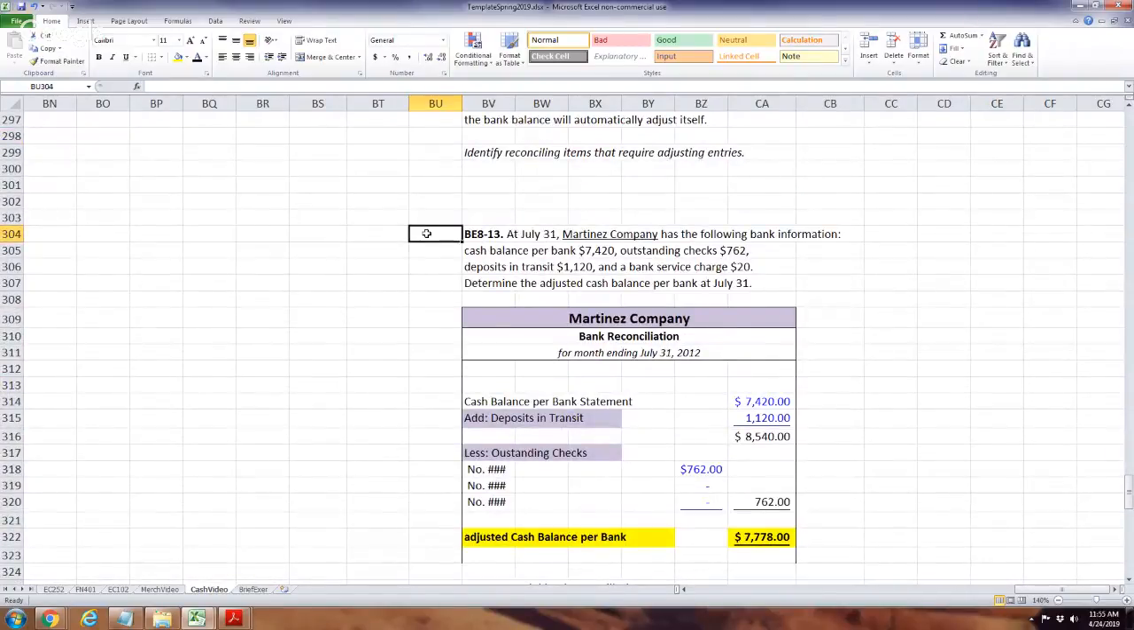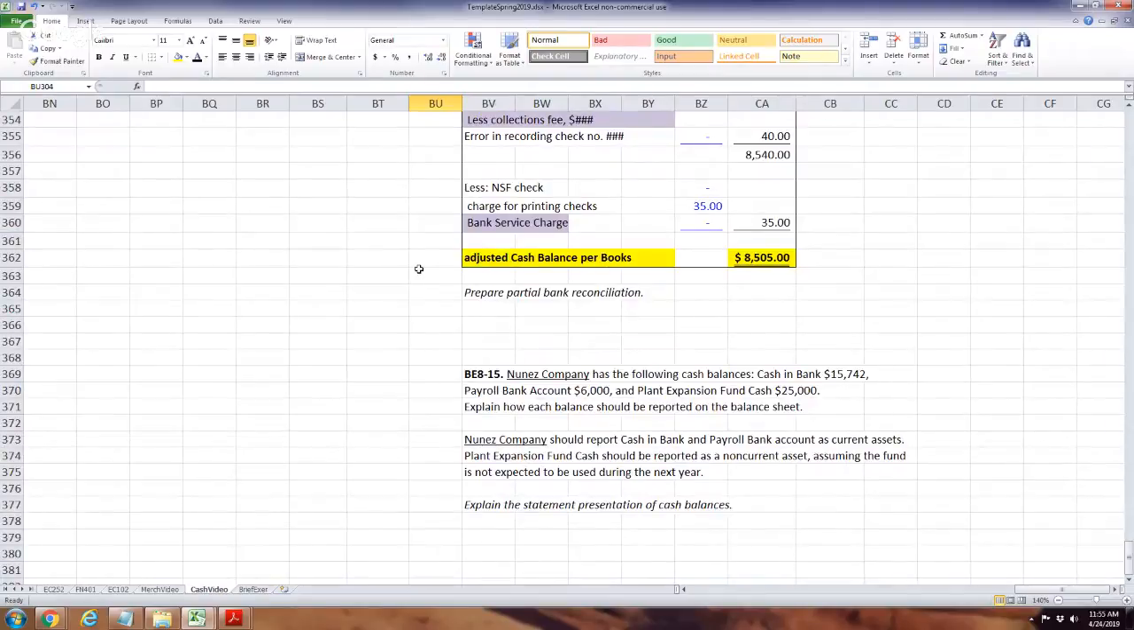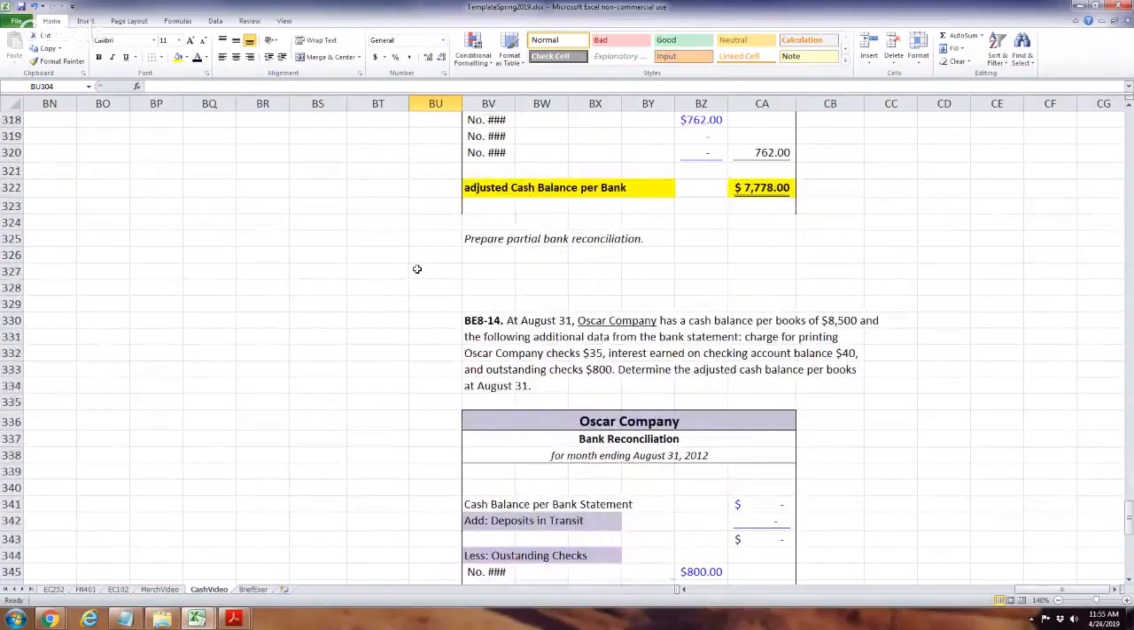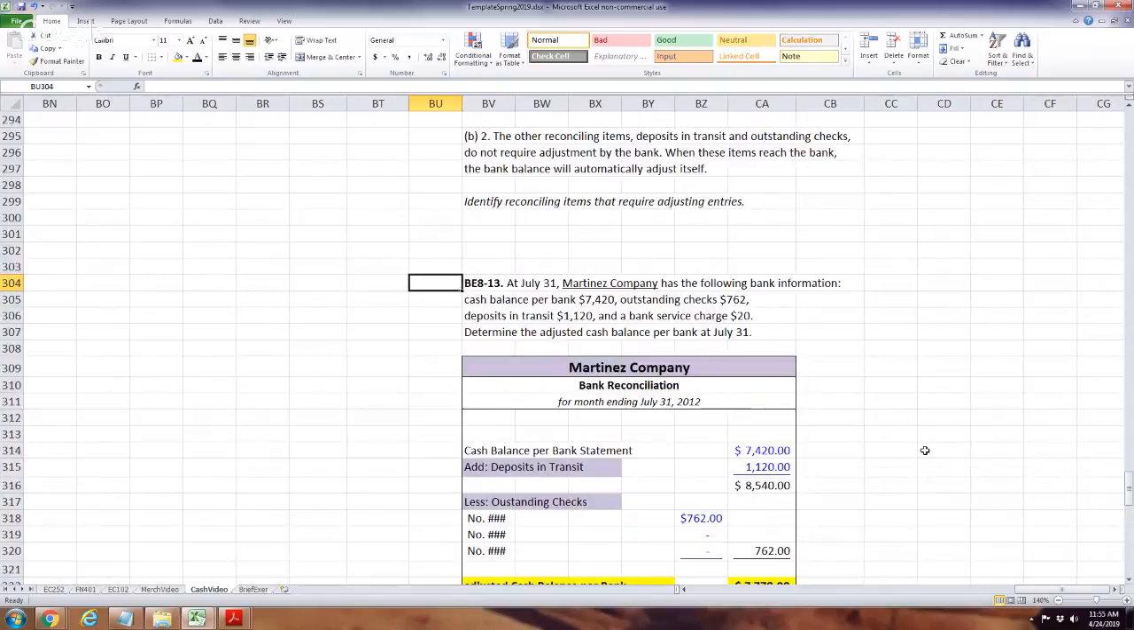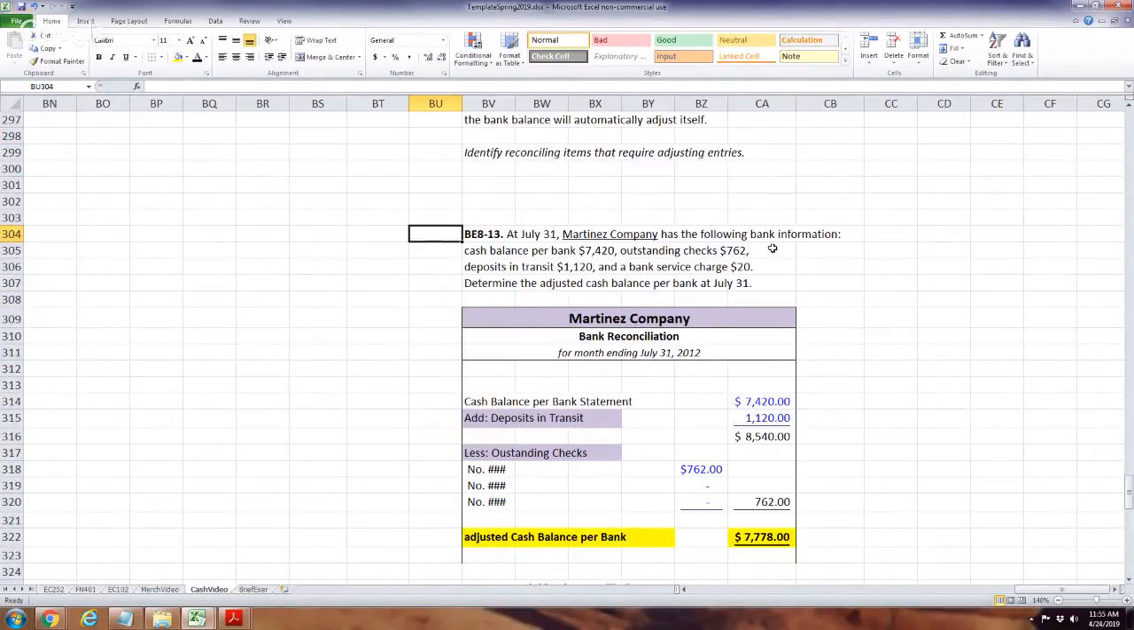And now we have something with numbers. So we have 13, 14, 15. There are 3 more to go on this, and we'll look at this. This is just a portion. This is how the bank adjusts. It says there are outstanding checks, a cash balance per bank, deposits in transit, and a service charge too. The information's thrown in there.